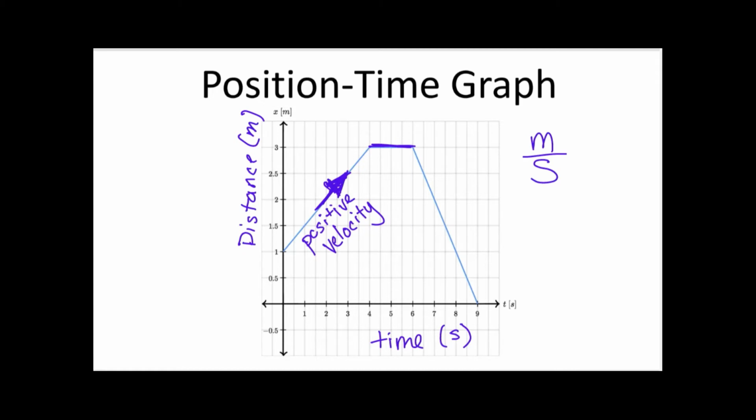Here, our velocity is 0. And what does it mean when your velocity is 0? It means that you're not moving. So right here, they're stopped. So you could make a graph of your motion while you're driving. Well, don't make it while you're driving, but you could. And this would be like stopped at a stoplight or something. And this would be a negative velocity.